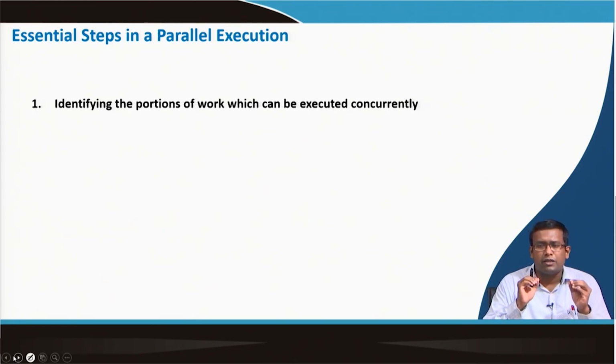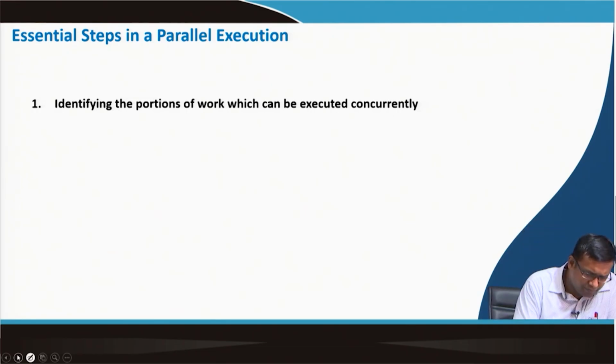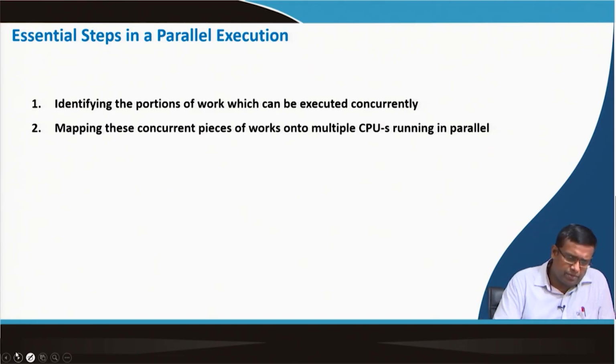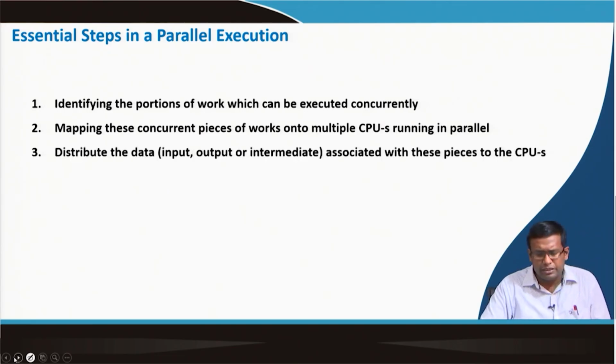So, for parallelization, the first and foremost important part is to find out which are the steps which can be executed concurrently. Then of course, you need to map these concurrent pieces of work onto multiple CPUs running in parallel, and that is it, different CPUs will execute different parts of the program. So, you need to map them accordingly, and then distribute the data associated with these pieces to the CPUs. It can be input, output or intermediate data.